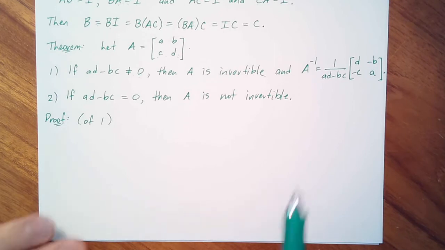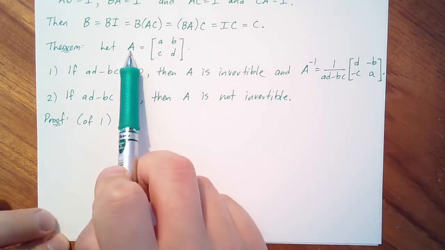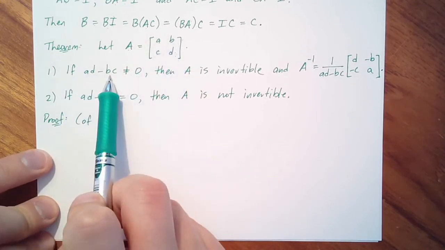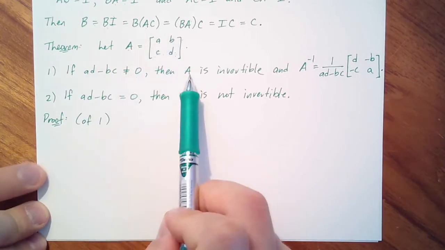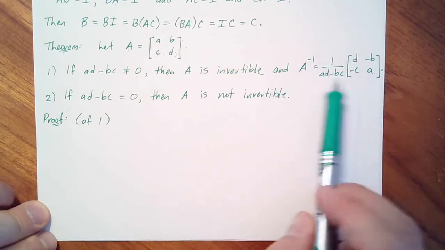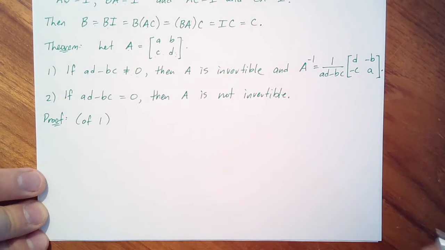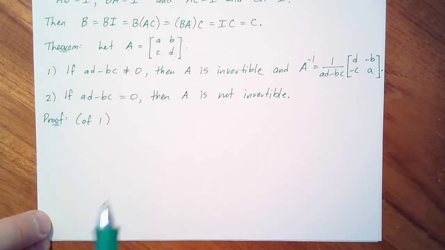So how would you do that? How would you check that if A is given by these 4 entries, this 2 by 2 matrix, and if AD minus BC is not equal to 0, then A is invertible, and this is its inverse? Well, let's just check. Let's take this matrix and multiply it by A on either side and make sure we get the identity back. And if that works, then that's enough to prove the first statement.